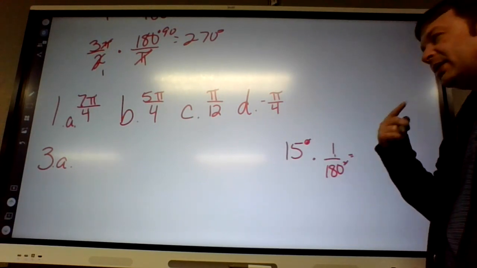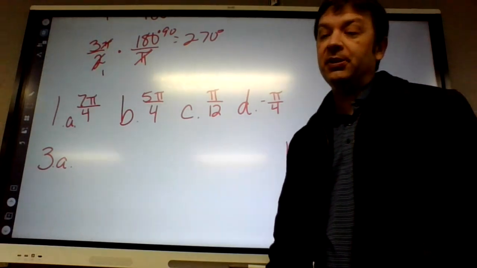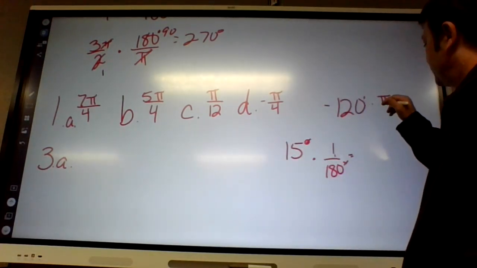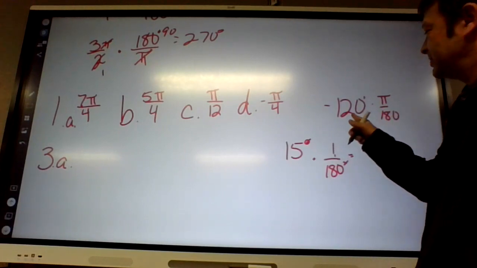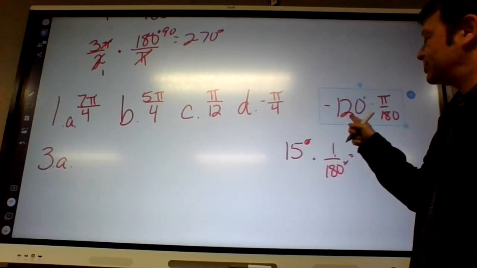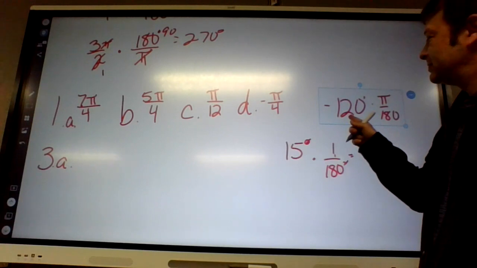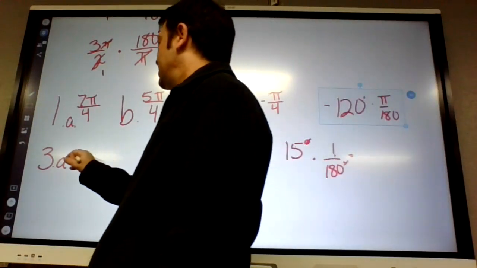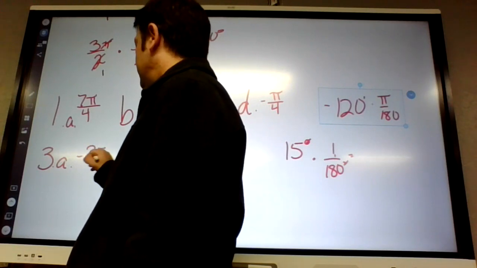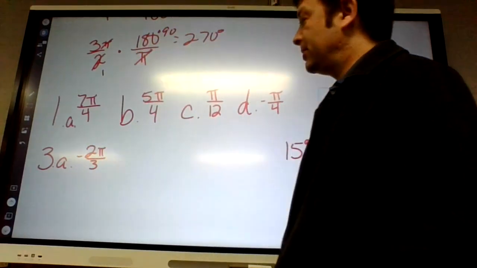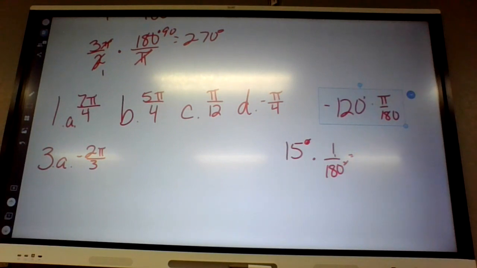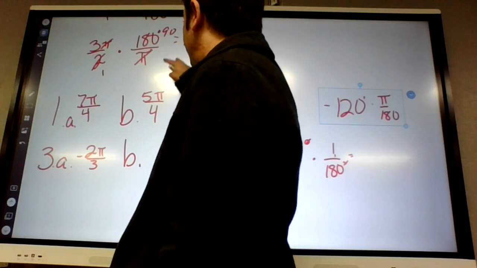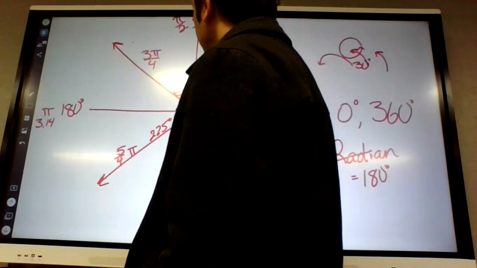Cool. All right, 3a. So you could use the converter, negative 120 times pi over 180, or you guys know what fraction of 180 120 is? It's 2/3. Yeah. So it's going to be negative 2/3 pi, or negative 2 pi over 3.